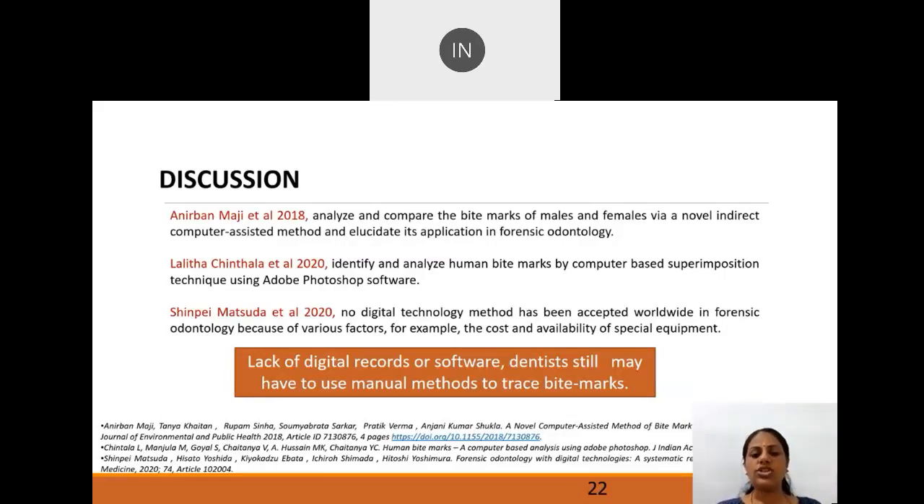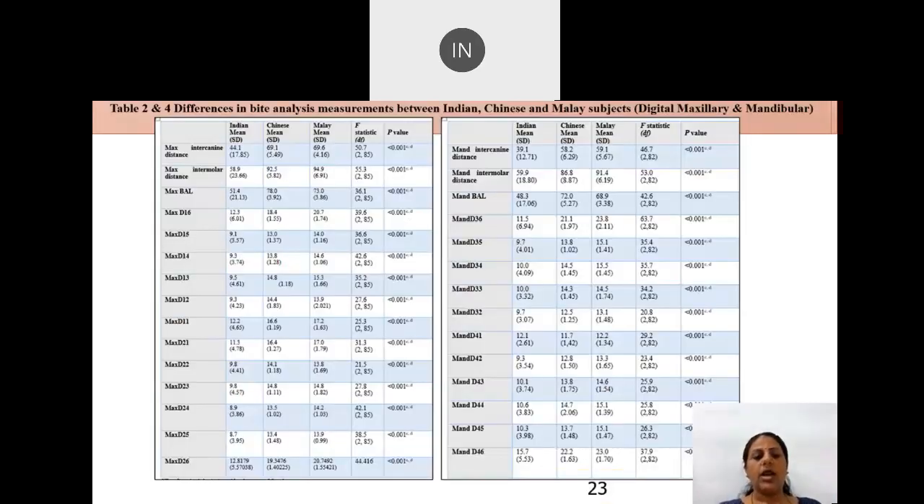had stated that there is no digital technology which is universally accepted to be effective in forensic odontology because of its cost and availability. So therefore, on the whole, lacking digital records or software, dentists still may have to use manual methods to trace the bite marks.